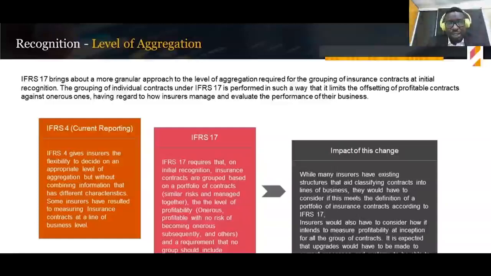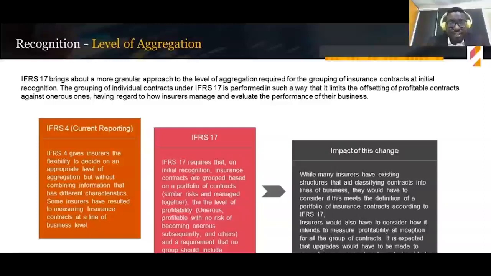What then happens is that we are able, currently under IFRS 4, to offset profitability across different contracts within similar risks. So, for instance, if you have multiple policies where some of them are profitable and some of them are not profitable, the fact that we are merging them together means that the profitable contracts will offset the unprofitable contracts. And this is one of the things that IFRS 17 seeks to correct.